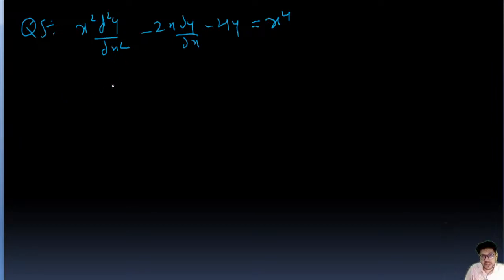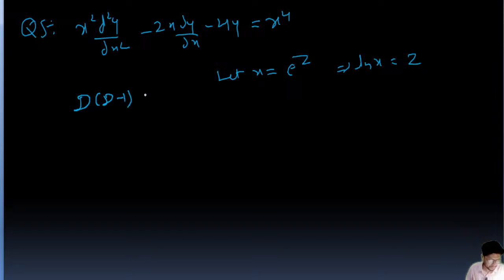So first we'll replace it, right? Let x equal to e to the power z, which implies ln x equal to z, and I have already told you this. So x square d2y over dx square is going to be D into (D minus 1) y, minus 2 x dy over dx, which is just D y, as I have already explained here. And then 4y equal to x to the power 4, that means e to the power 4z.